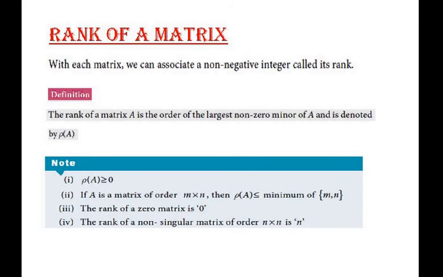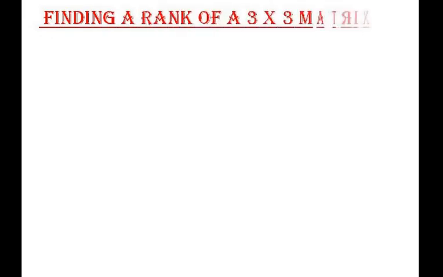Now you are going to learn how to find the rank of a matrix, and we are going to learn its algorithm. In the next class we can take more examples. Here I give you one example of how to find the rank of a 3 by 3 matrix. For example, I take the matrix with elements a, b, c, d, e, f, g, h, i.